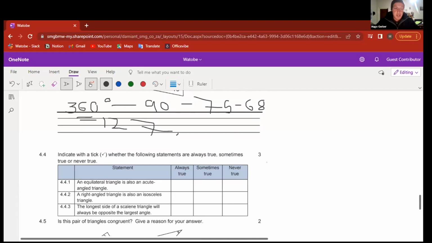Our last question for today. Indicate with a tick whether the following statements are always true, sometimes true, or never true. So never true is false, okay? Always true, sometimes true, that means there will be exceptions to the rule, or never true. Let's look at 4.4.1. An equilateral triangle is also an acute angled triangle.